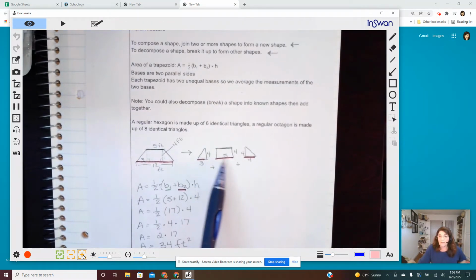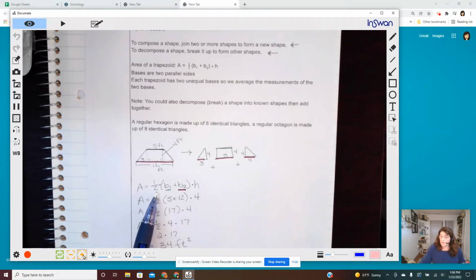Again, you can decompose it and find the pieces and add them together. You would get the exact same answer. Or you can use the formula, which just averages the two bases, so we don't have to take it apart. Use commutative property where it helps you, because all you're doing is multiplying things together. As soon as you do the addition that's inside the parentheses, an order of operations would tell you to do it first anyway.